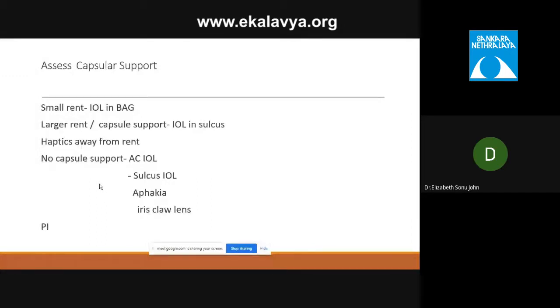And always do a peripheral iridectomy, which can be done with the vitrectomy probe itself. So you put Visco, you constrict the pupil, and then you go with the probe facing down and cut. And as you see the pupil margin move, you know the PI is complete. So that's how you do the PI with the vitrectomy probe. So do a PI to avoid any pupillary block glaucoma later.